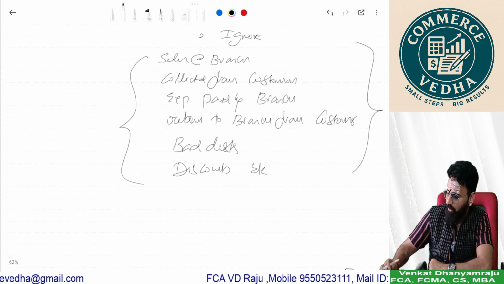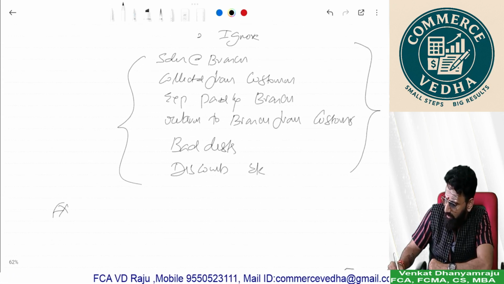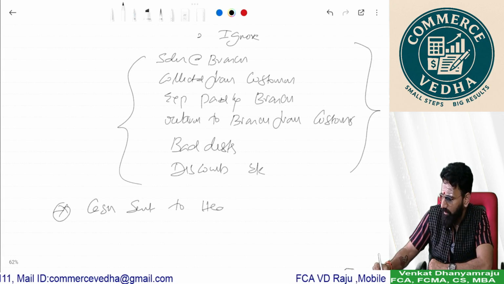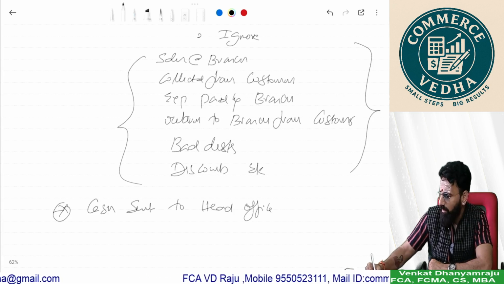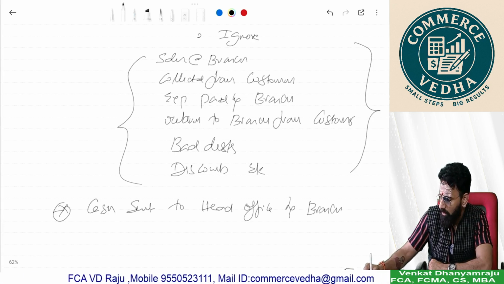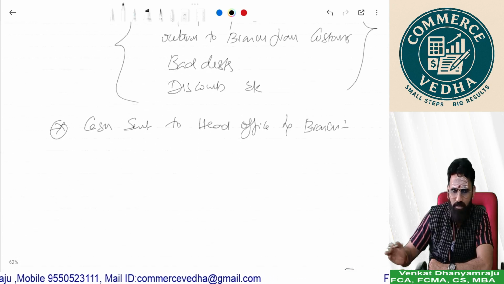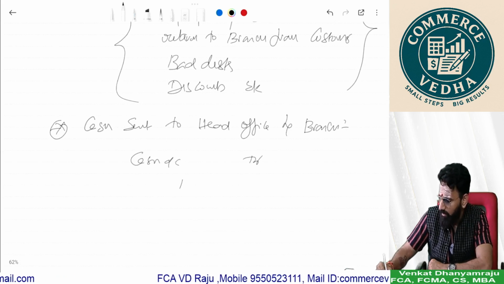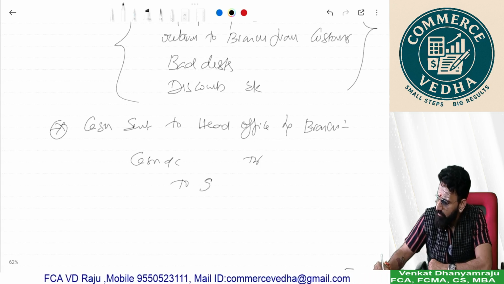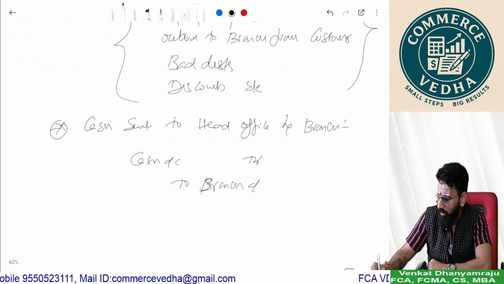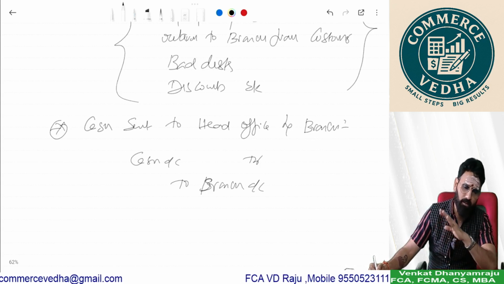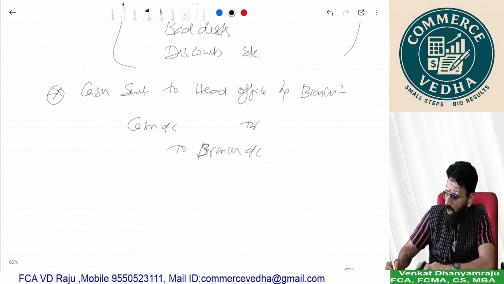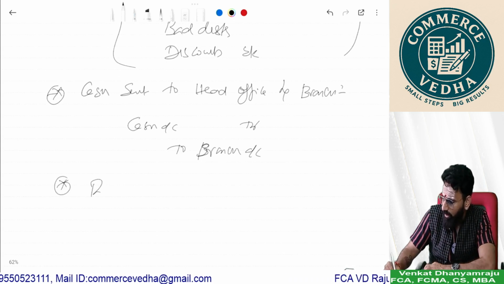Now comes the original question. Next one is cash sent to head office by the branch. So there is a relation between head office and branch. The entry will be cash account debit to branch account. Receive the cash: debit cash, credit branch account. Right? Simple, no change.